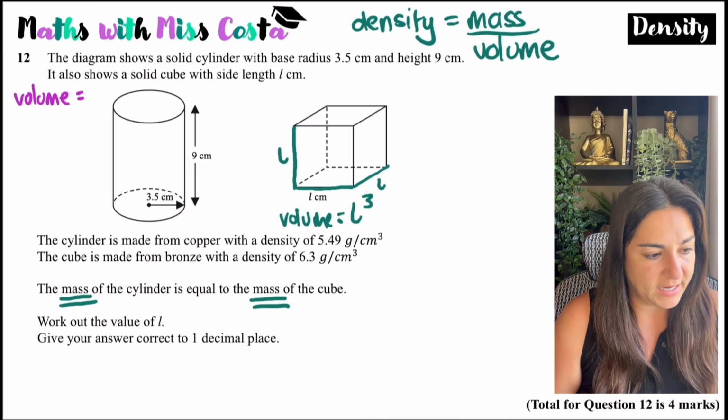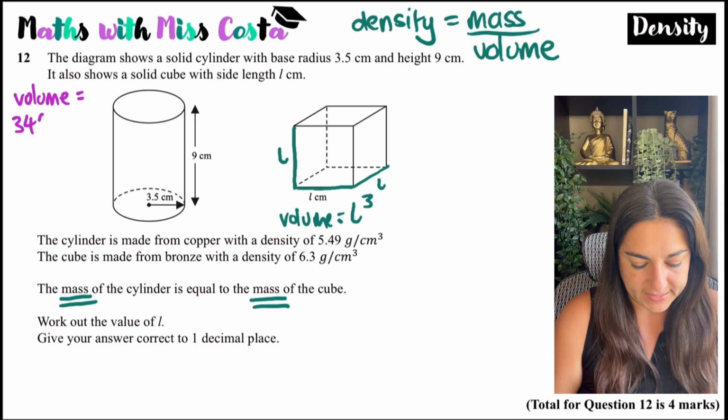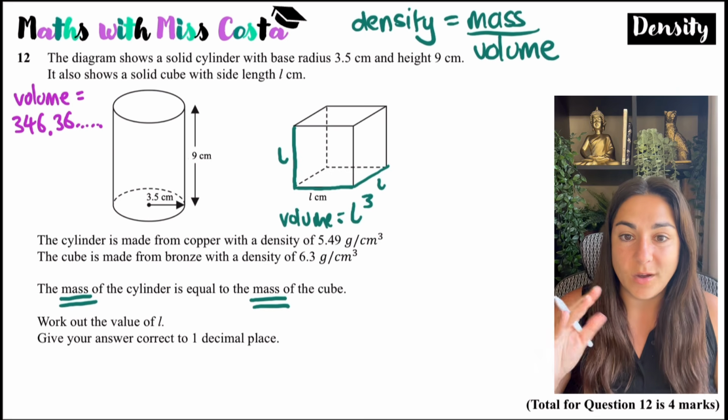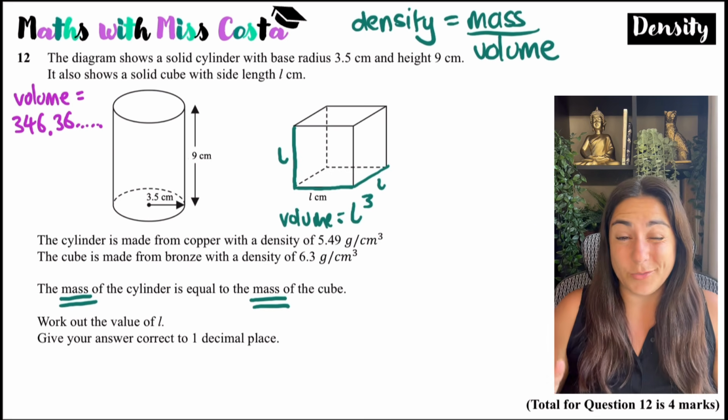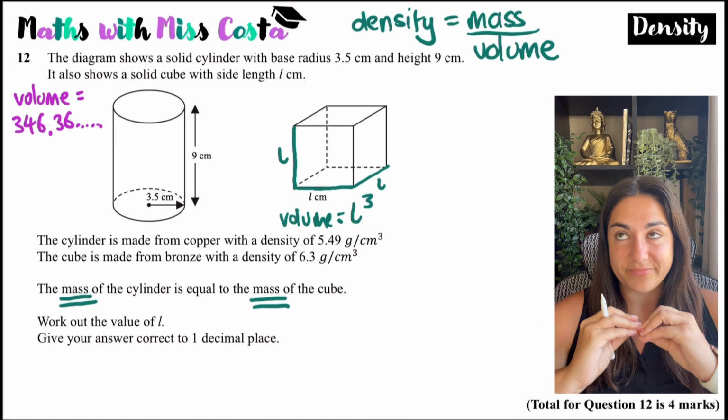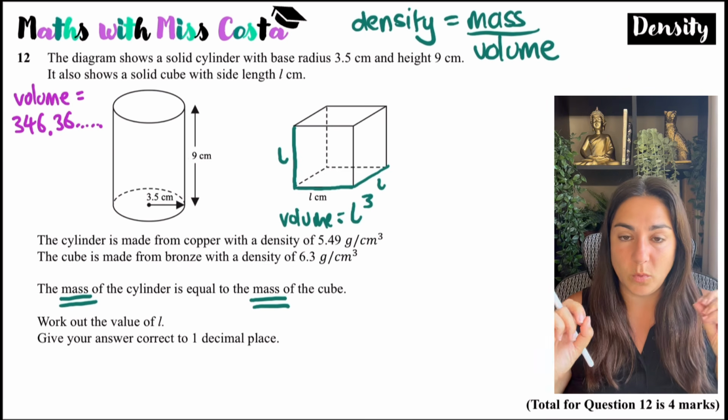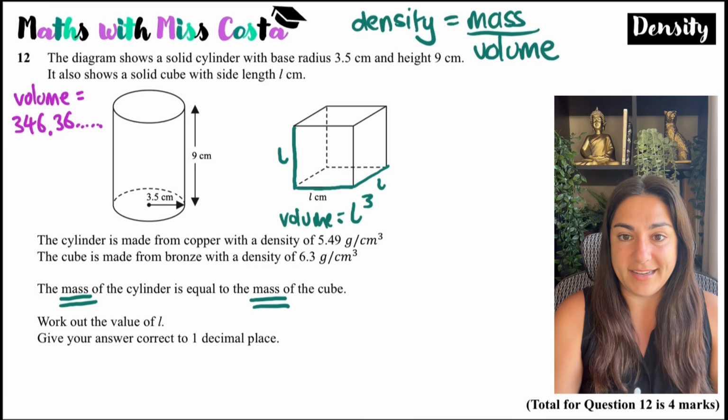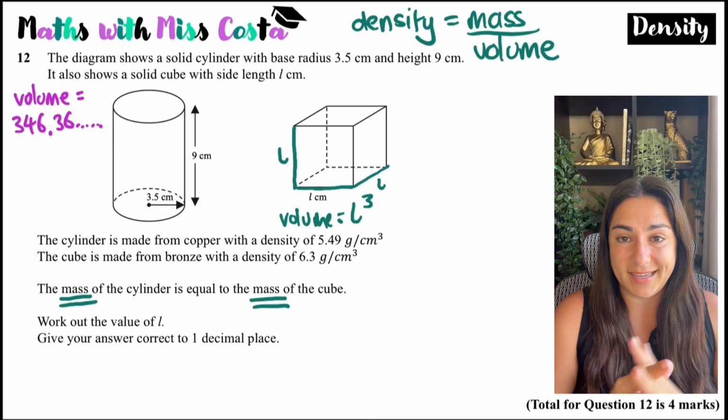I haven't left much space here, but the volume of the cylinder is going to be 346.36, and going on and on and on. What you want to do is either write out all of the values of the decimal, or save it as an answer in your calculator. You don't want to be rounding. This is a key mistake that people make.